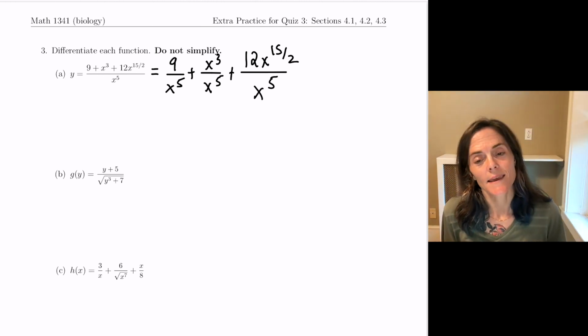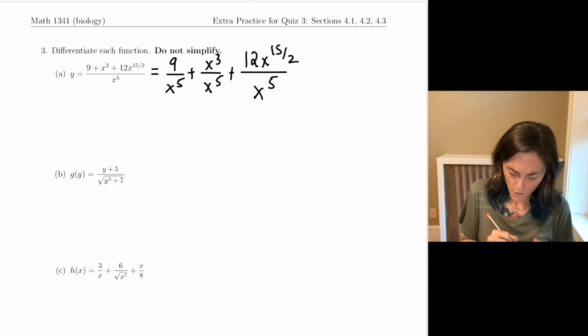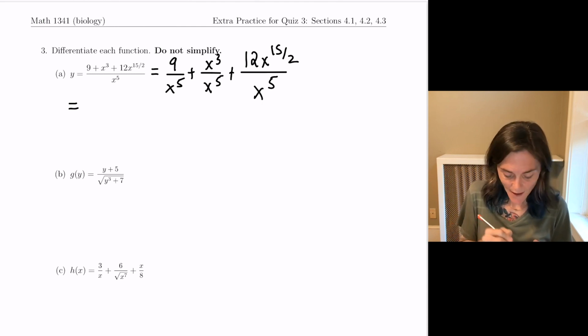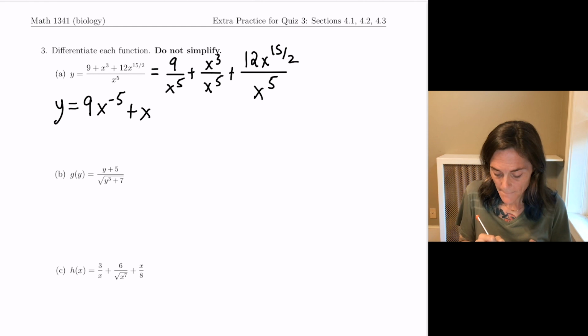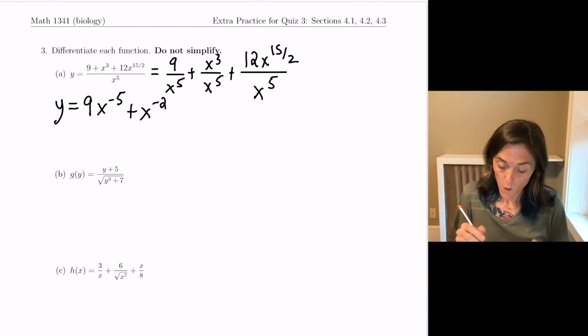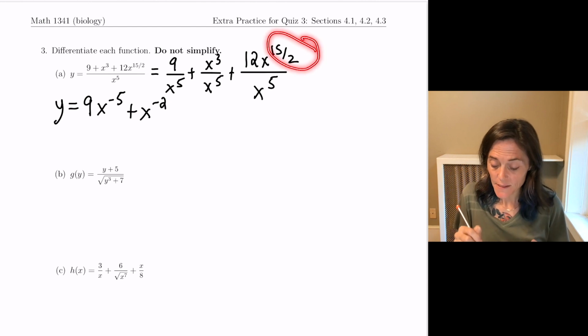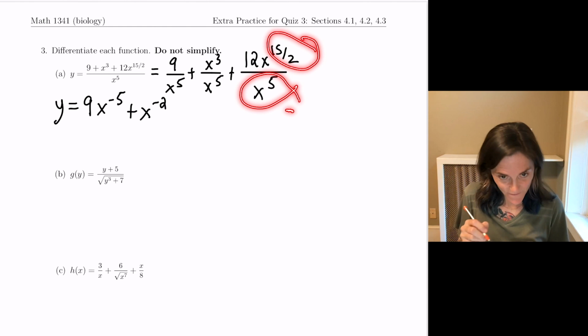Each one of these I can write as coefficient times x to a power. Okay, so I am still writing y equals here. I have not differentiated anything, not yet. So I have 9x to the minus 5, plus x to the minus 2, and then plus, well, here I have 15 halves, here I have 10 halves. So this would be a 12 x to the 5 halves.